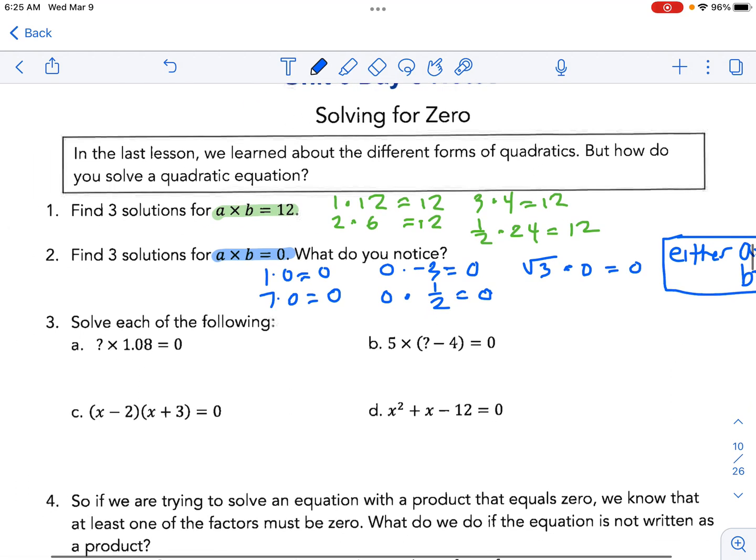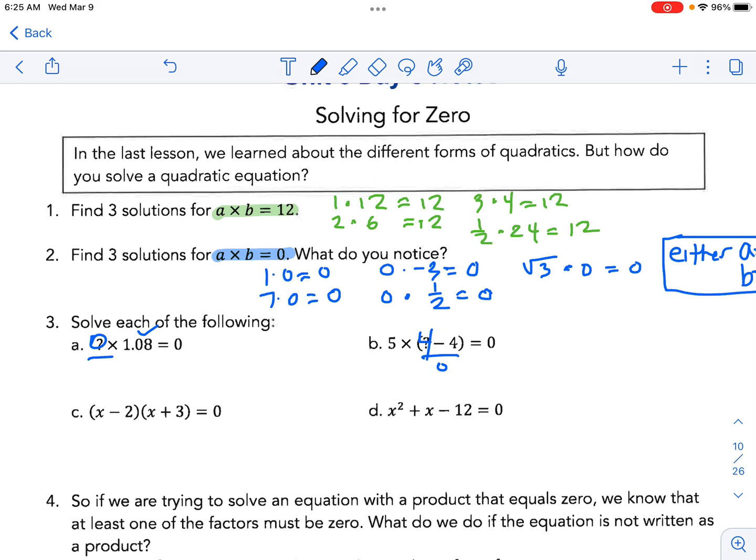So let's do some fill in the blank here. What times 1.08 is 0? Well, if 1.08 is not 0, then A's got to be 0. 5 times what equals 0? Well, this is the 0 now. Now we have a little extra step. The only way that can be 0 is if this is 4.